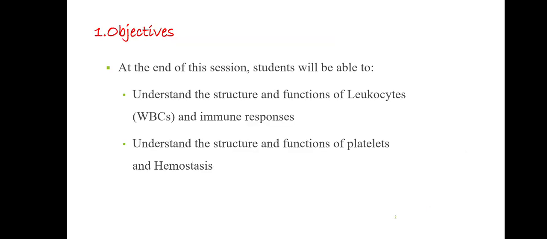So now our today's objectives are that at the end of this session, students should be able to understand the structure and the function of leukocytes and the immune responses. Okay, so we need to understand the structure of the white blood cells, and then we also need to understand the structure and functions of platelets and the hemostasis. So basically platelets, this is a formed element that help in hemostasis. So understanding platelets is going to help us understand how blood clotting mechanism comes about.